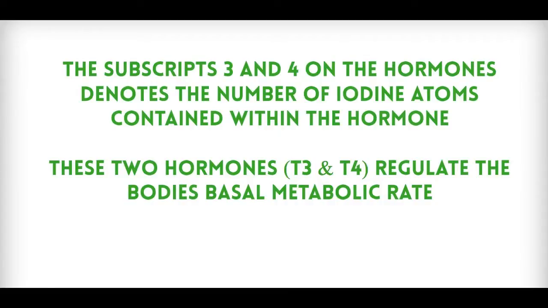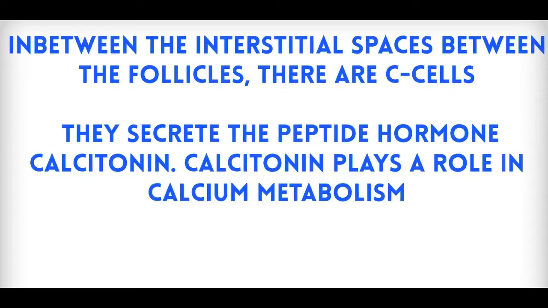These hormones work on the target organs within the body to regulate the body's basal metabolic rate. When there's an excess of thyroid hormone, there's going to be a really high metabolic rate, and if there's low thyroid hormone, there's going to be a low metabolic rate. So that's pretty much what we're looking at there.